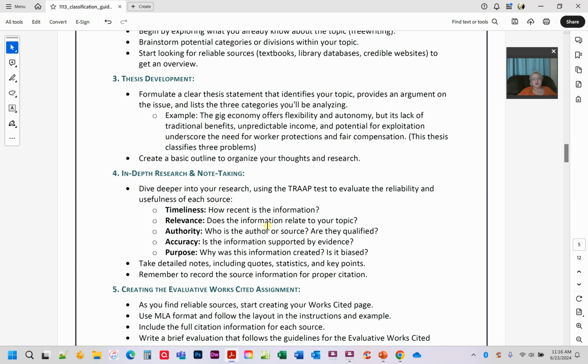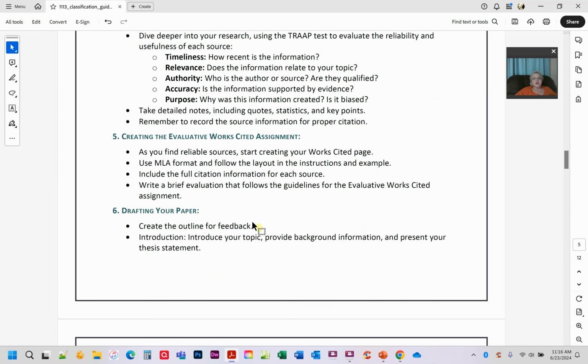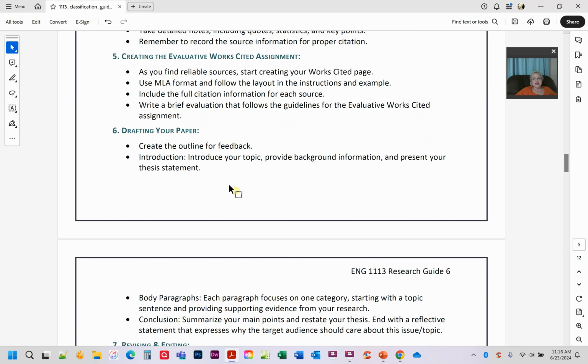Remember again to record the source of information for proper citation. Step 5, creating the evaluative works cited assignment. So this is the next step of this research cycle that isn't necessarily going to be part of every research cycle. Actually, most of the time in Comp 2, you're going to be doing what's called an annotated bibliography.